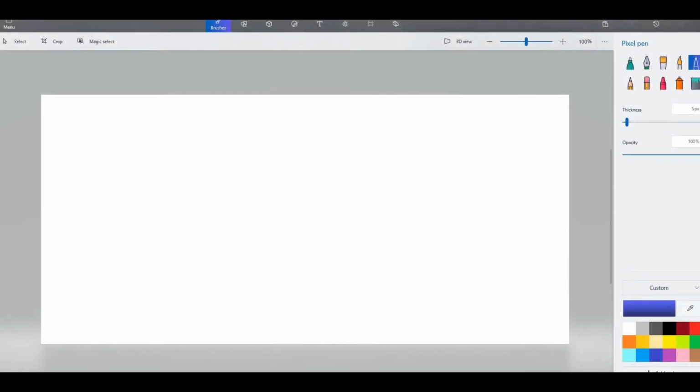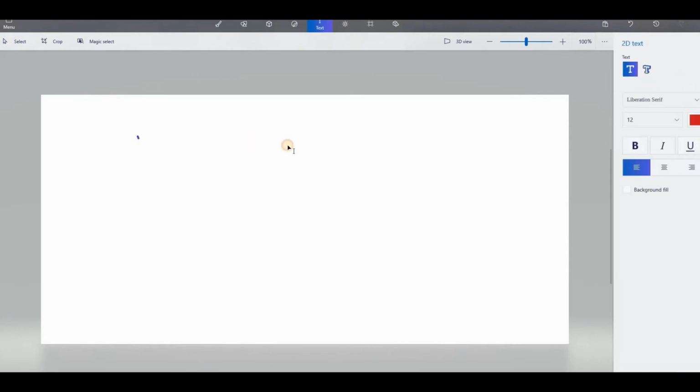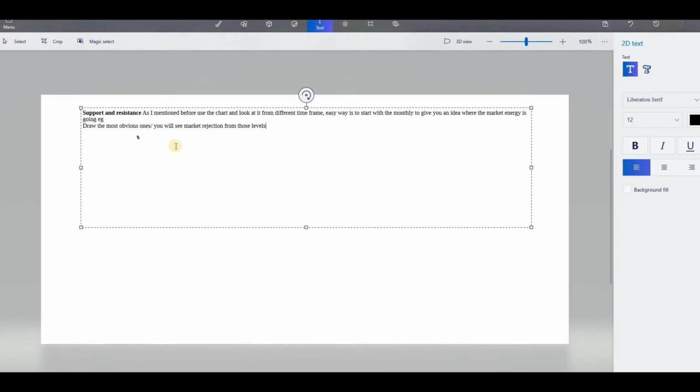Another thing I want to talk about is support and resistance. Let's put that in the text so I can tell you what we're talking about. Support and resistance, as I mentioned before, you can put on a chart in a different time frame. If you want to identify support and resistance, you can go back to one of my videos where I said put your chart back in the weekly and the monthly and just connect the dots, and they'll be easy to identify.